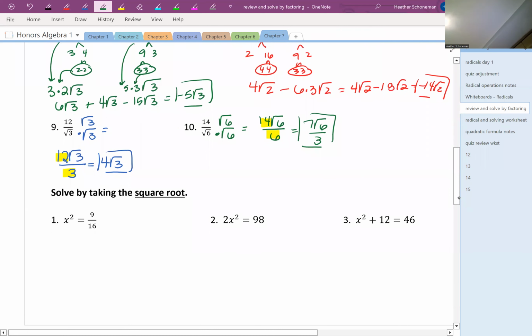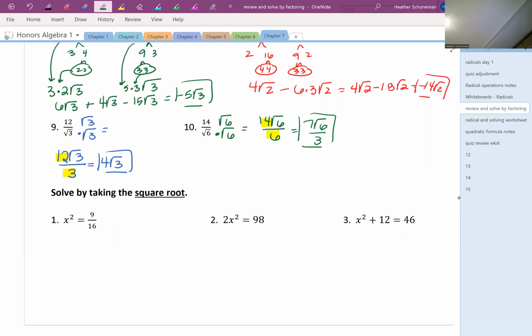Okay, so that was simplifying the radicals. Then we learned about quadratic equations. In quadratic equations, the highest exponent is a 2. And there's going to be multiple ways that we're going to learn how to solve quadratic equations. The first way that we learned was by taking the square root.